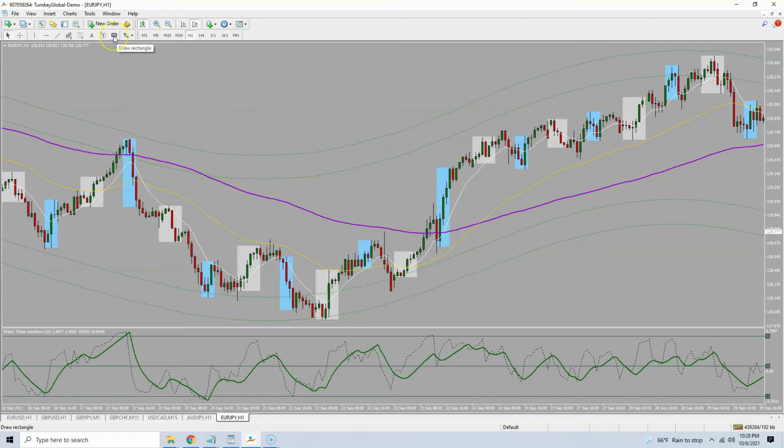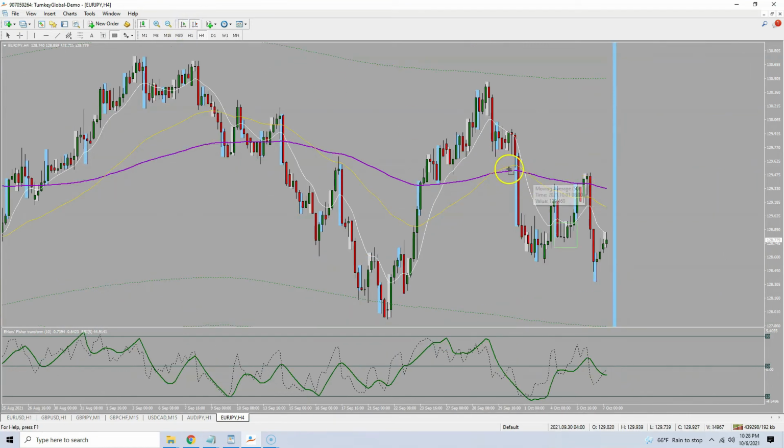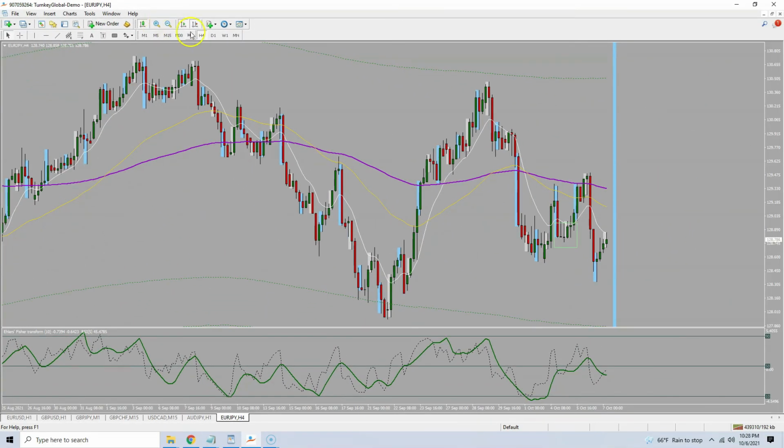This rectangle box, I use this to identify areas similar to support and resistance, but I use it a little bit differently, which is more so supply and demand. Again, very similar to support and resistance zones, but just know how to find this box. This rectangular box is something that we'll use. If you want to zoom in and zoom out, of course, that's pretty self-explanatory, so I'm not even going to click on those.